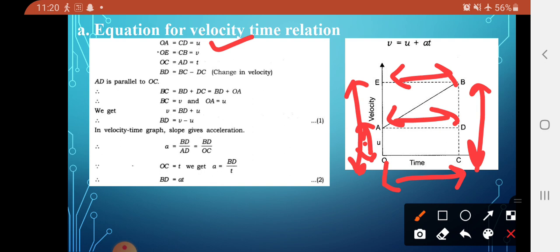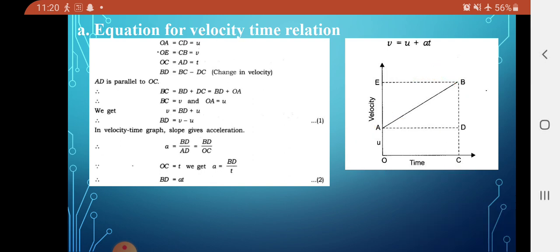When the observer started moving from position A to position B, what is the difference from B to D, how has the velocity changed? For this, we must know the change in velocity in the form of BD is equal to BC minus DC. Whereas AD is parallel to OC. So BC is equal to BD plus DC.